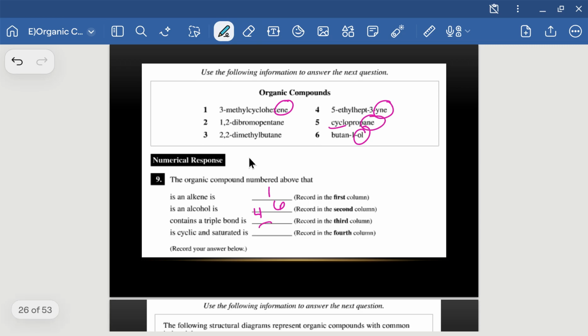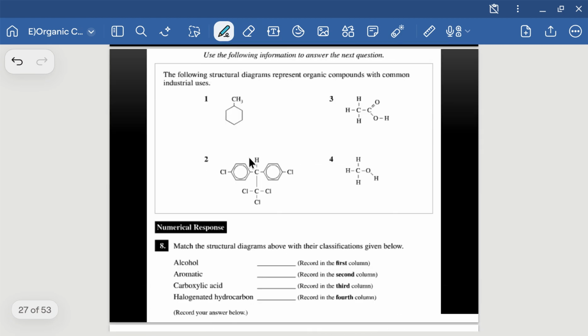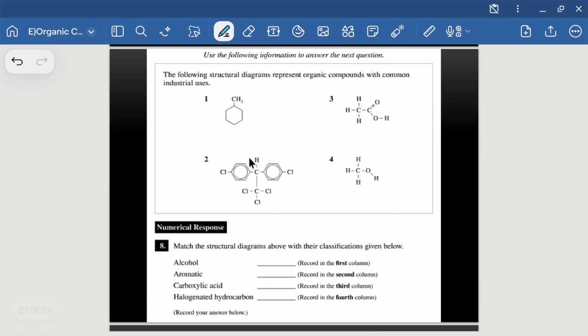Keep going, being able to identify. So your alcohol, looking for that OH group. Number 4. Aromatic, looking for that benzene ring. Carboxylic acid, looking for that COOH. Halogenated hydrocarbon, you're looking for a halogen.